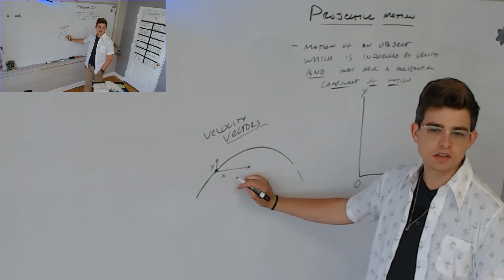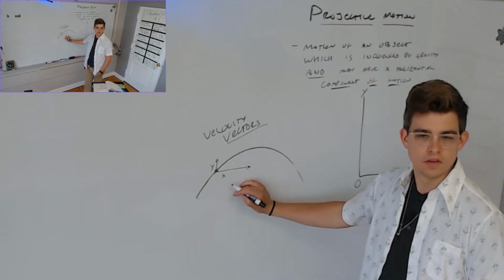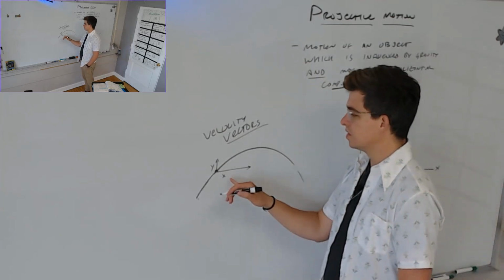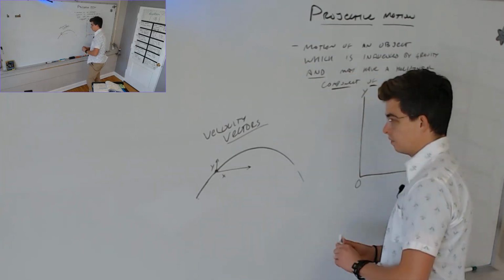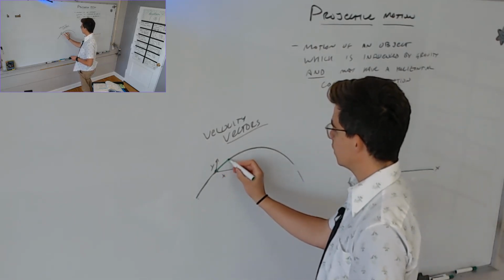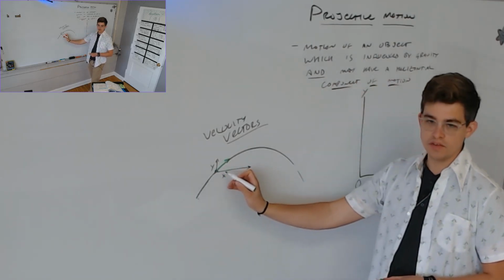What does the direction of the arrow indicate? The direction of the vector, yeah. So this actual motion, I'm going to draw in green here, the actual velocity of it at that point.